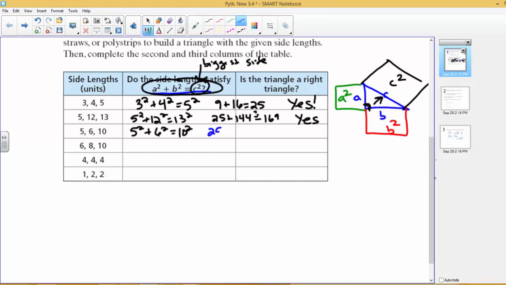So is 25 plus 36 equal to 100? And that is a no. That does make a triangle, just not a right triangle, because 5 and 6 is more than 10. All of these actually make triangles. Okay, so 6 squared plus 8 squared, does it equal 10 squared? So that's 36 and 64. And that is a yes.